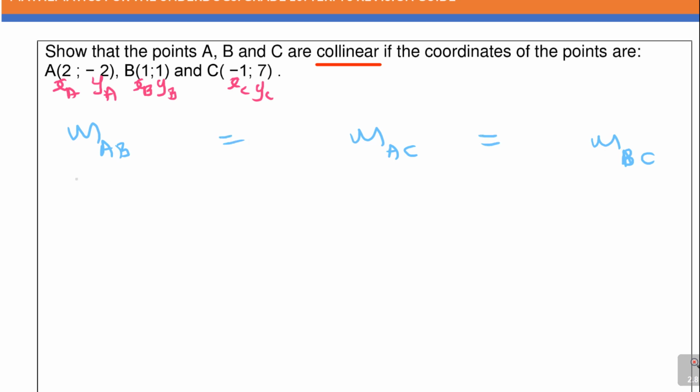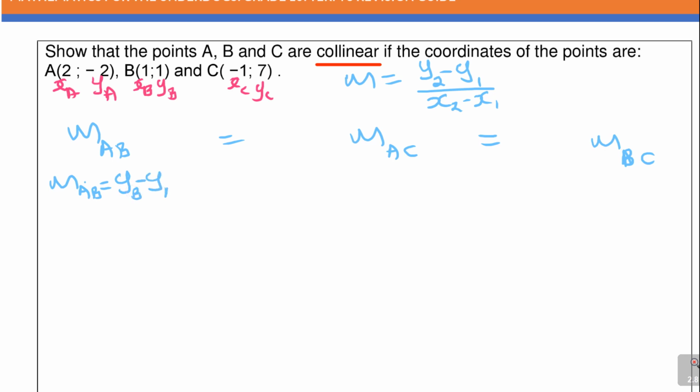Let's start with the first one. Remember the formula, what does it say? Let me write it on top. m is equal to y2 minus y1 over x2 minus x1. The two points can be your A and your B. So here the gradient m of AB is equal to what? YB or YA, that doesn't matter.